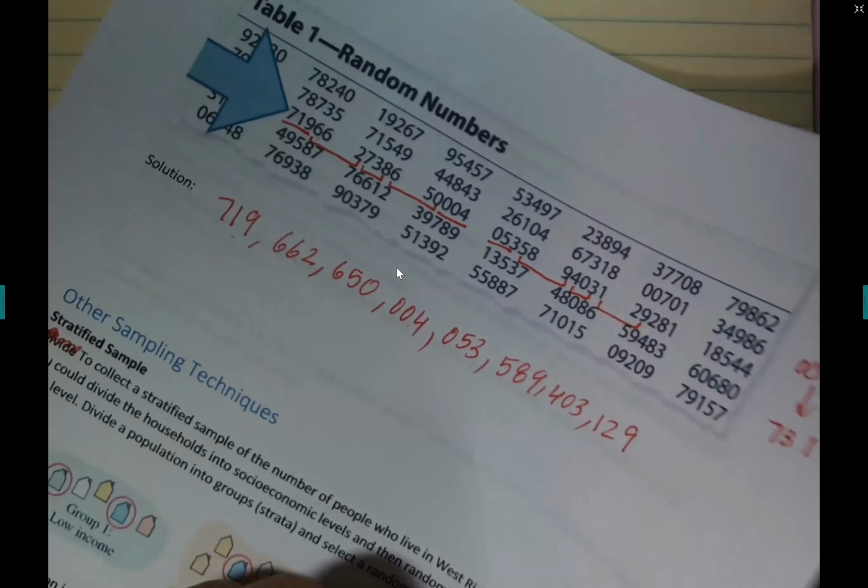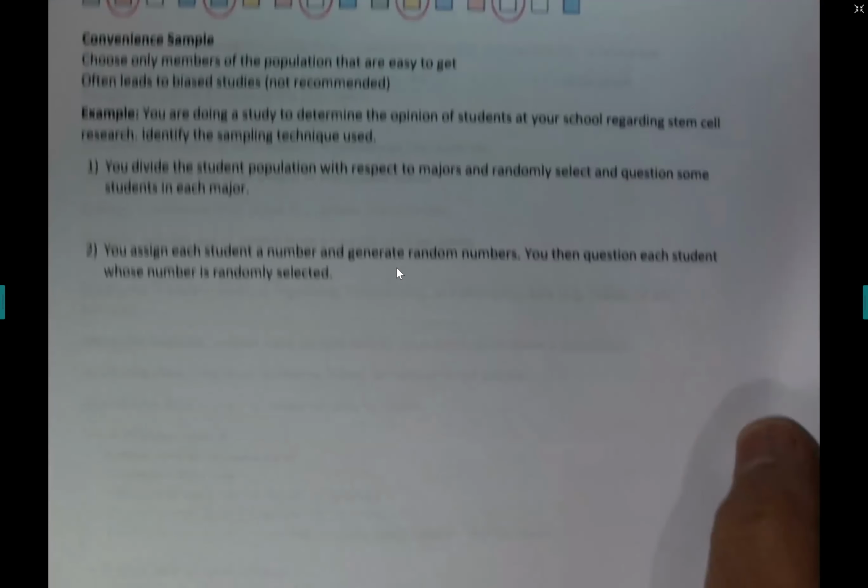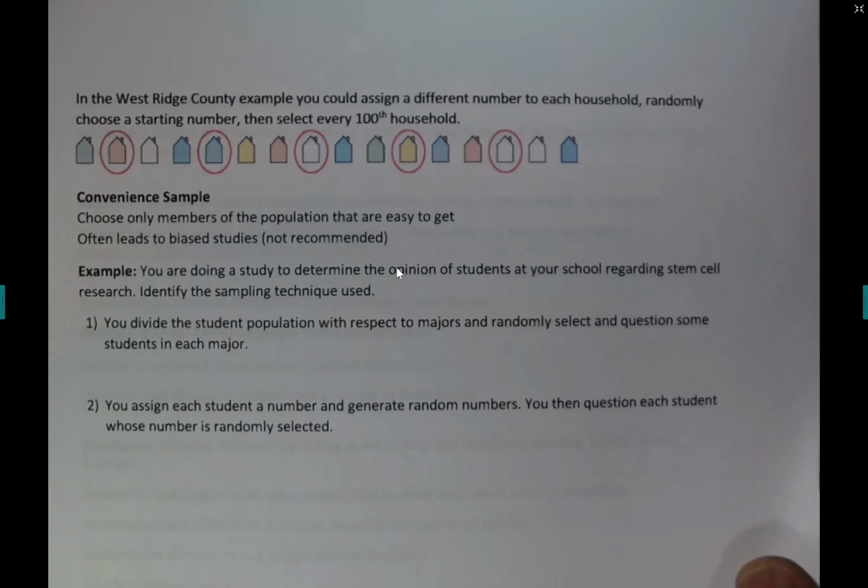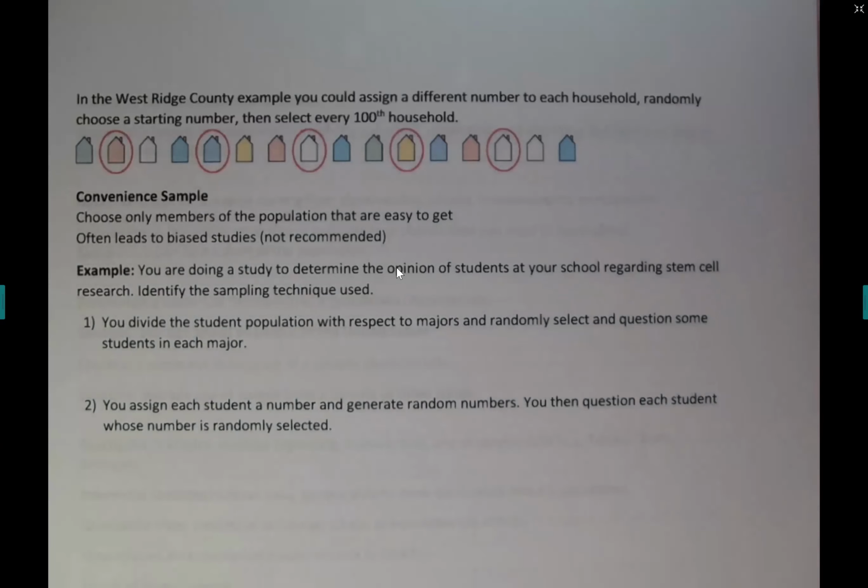And let me show you an example here. In the Westridge County example, you could assign a different number to each household, and then randomly choose a starting number and then select every 100th household. So you choose a starting number and then you count every 100th household and put them in the sample. That's another example.